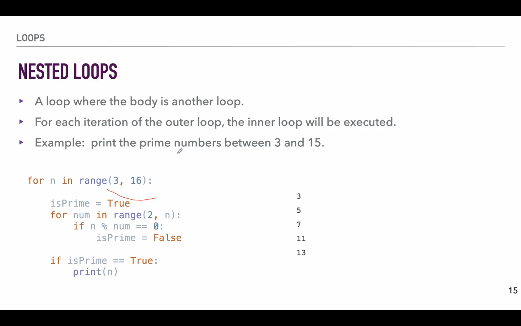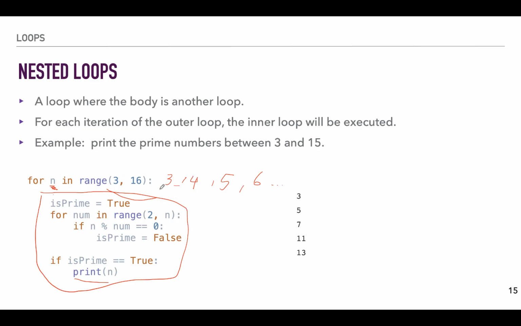So the outer loop is going to generate these values 3, 4, 5, 6, and so on. And the inner loop is going to test each value and whether it's a prime or not. And if it's prime, it's going to print it. And as you know, a prime number is a number that is divisible only by 1 and itself.